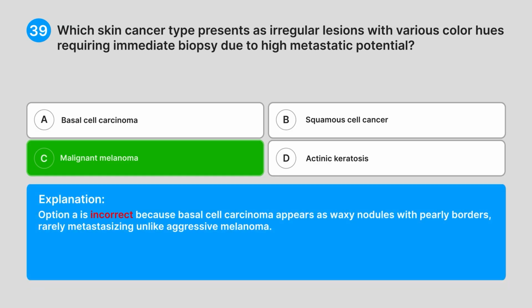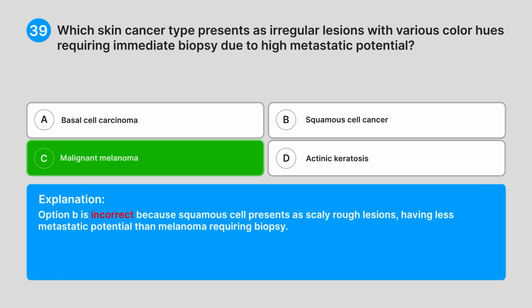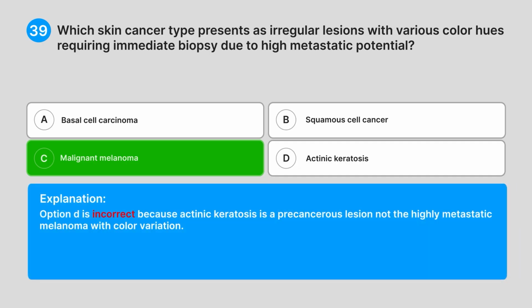Option A is incorrect because basal cell carcinoma appears as waxy nodules with pearly borders, rarely metastasizing, unlike aggressive melanoma. Option B is incorrect because squamous cell presents as scaly, rough lesions, having less metastatic potential than melanoma requiring biopsy. Option D is incorrect because actinic keratosis is a precancerous lesion, not the highly metastatic melanoma with colour variation.